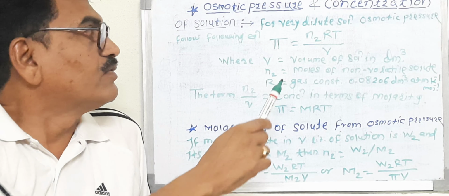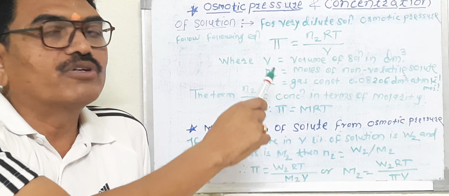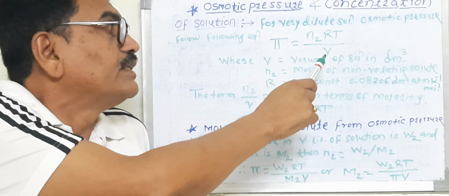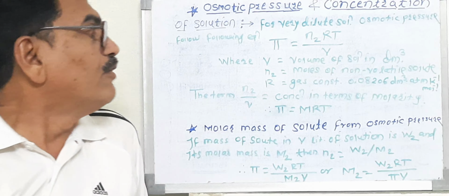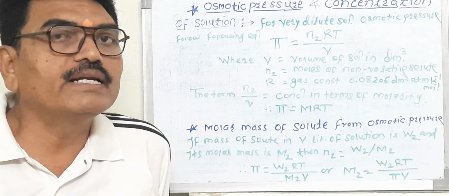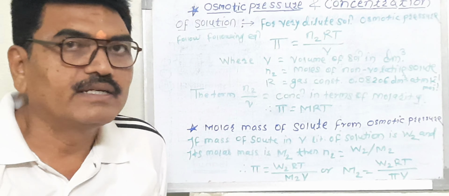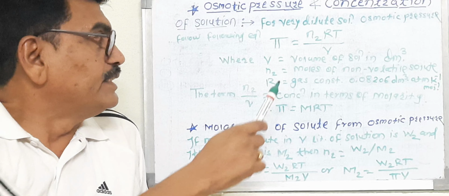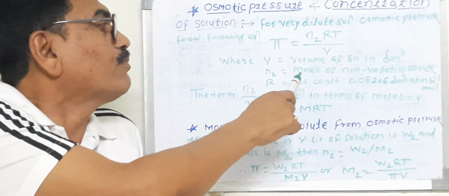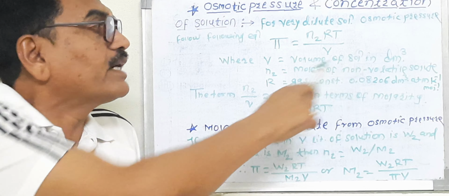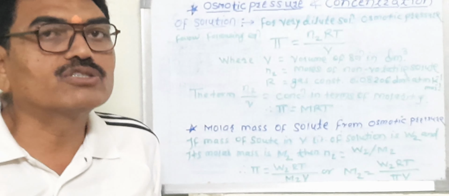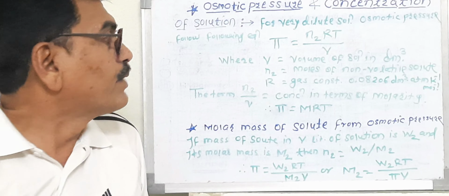See here, the relationship between the osmotic pressure, pi, and N2 RT upon V, where V is the volume of the solution in decimeters cube or in liters. N2 represents the number of moles of the non-volatile solute which are present in this V decimeters cube of volume, and R is the gas constant.